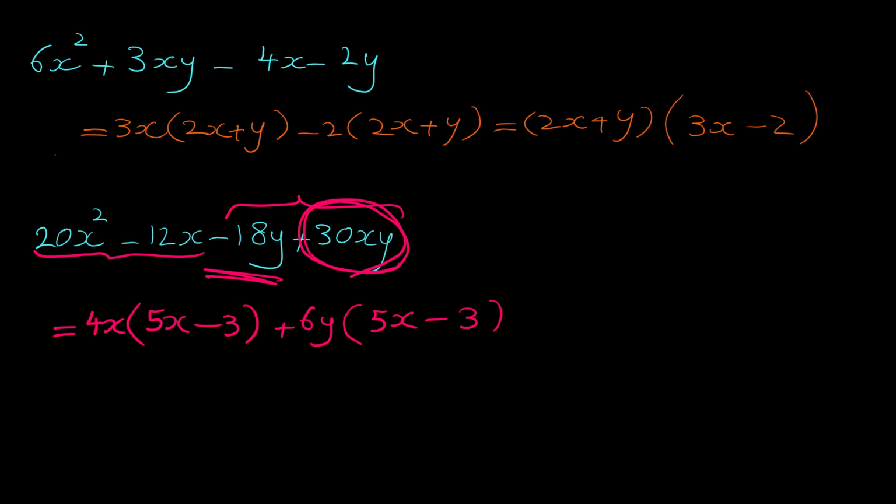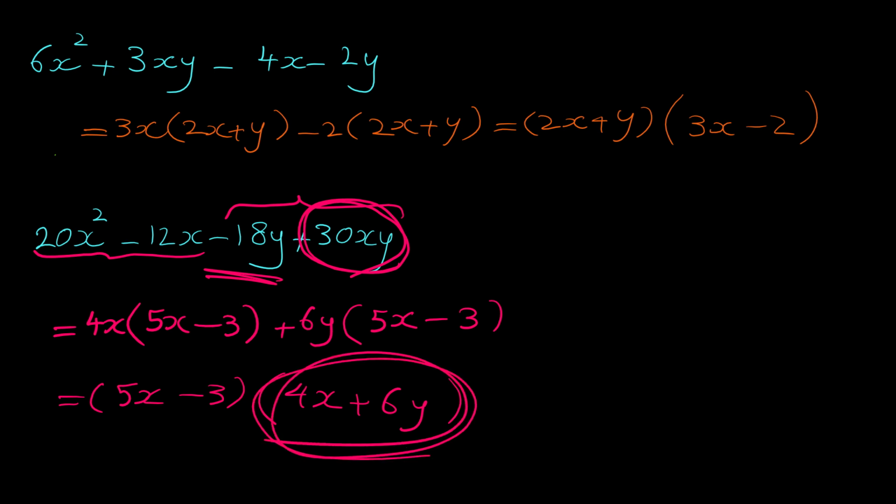Now, we factor this common factor, and then we have 4x plus 6y. But please pay attention. When we look at this expression, what do we see? We have a common factor. What is that common factor? 2. So we can factor a 2 from this bracket and we can put it outside.